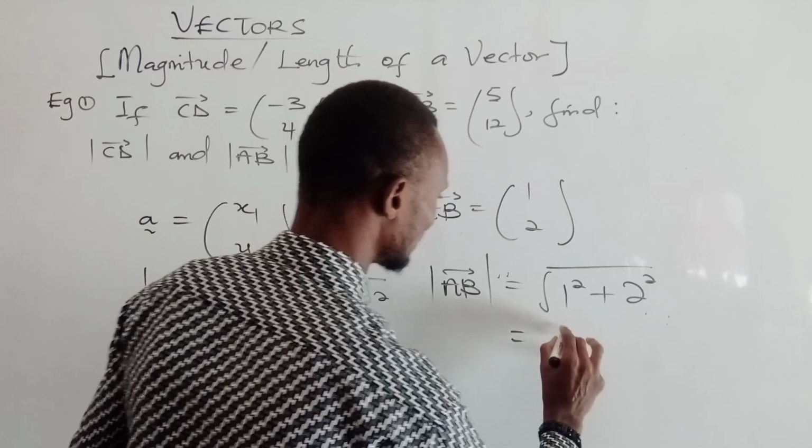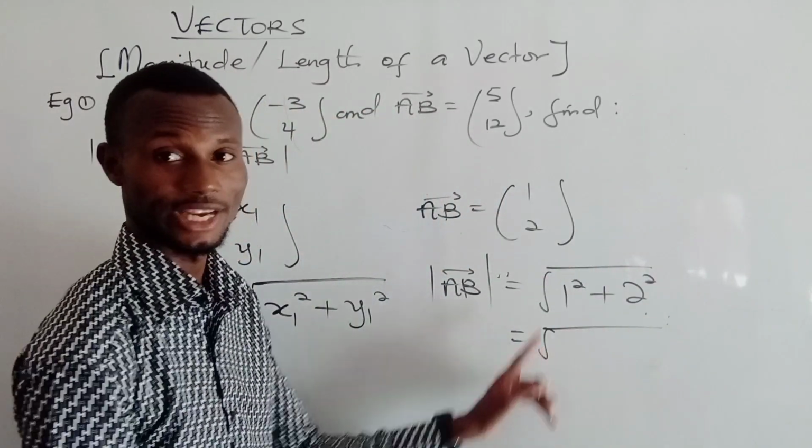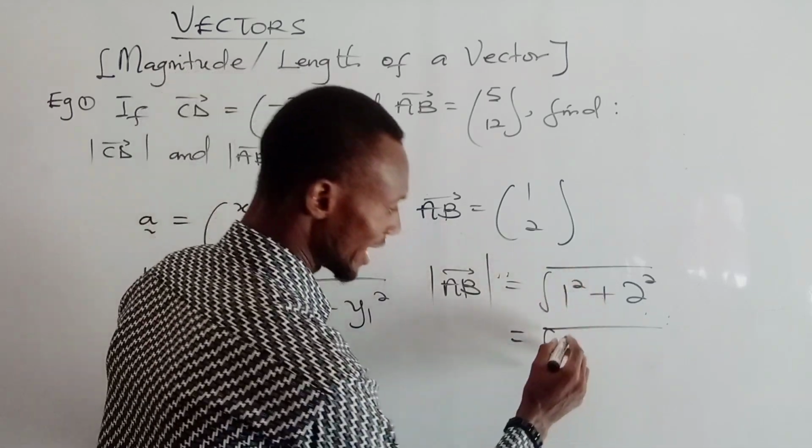So let's simplify further. It's going to be the square root of 1. You bring your square root, you repeat your square root, and 1 squared gives 1.